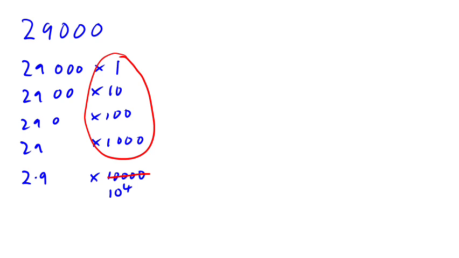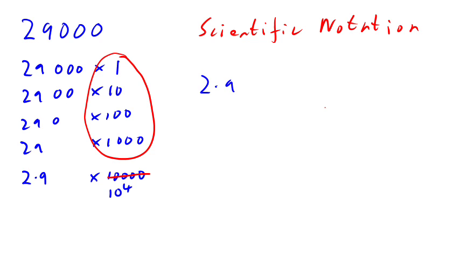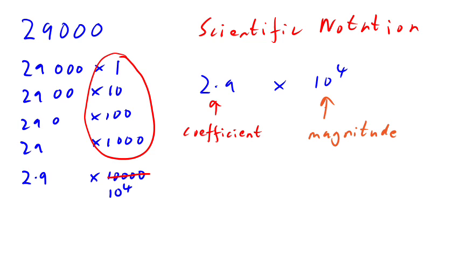So if we ever look at any of these numbers in scientific notation, you have your number, which this part is going to be called the coefficient. And it's multiplied by how big the number is. So we're going to call that part the magnitude. And that just means how big something is, how magnificent something is.